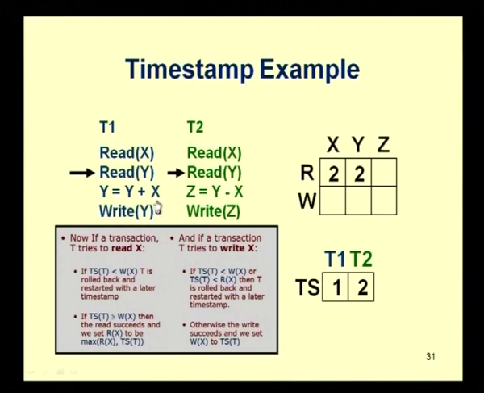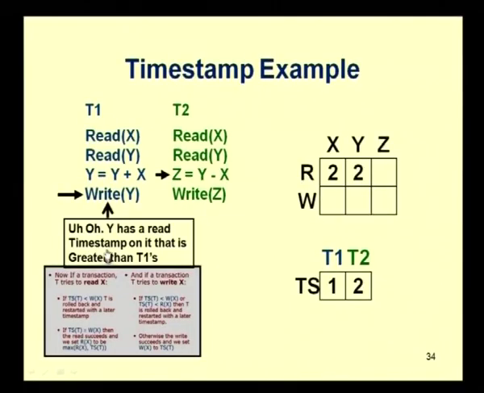Now, I have this. Here nothing happens, we are not doing a read, we are not doing a write. Here we have again z, again we are not doing a read, we are not doing a write. So, nothing changes. Now, what happens? We have a write y. Y has a read timestamp on it that is greater than t1.